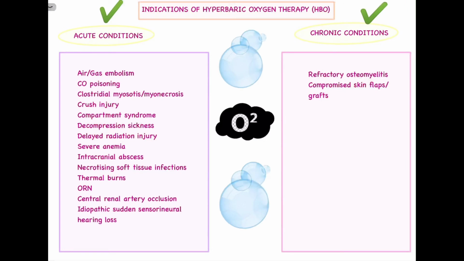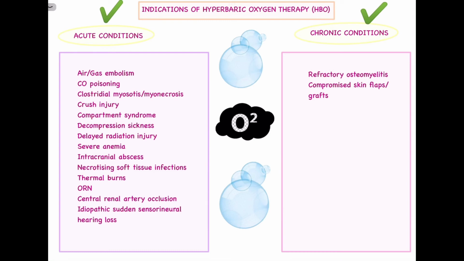So now we already know that ORN is one of the major indications for our HBO therapy. Apart from it, the indications have been broadly grouped under two conditions. The first one is in cases of any acute conditions, or any chronic conditions. So under acute conditions, it is helpful for the treatment of air or gas embolism, carbon monoxide poisoning, myonecrosis that is caused by Clostridia. Then in cases of compartment syndrome as well as crush injury.